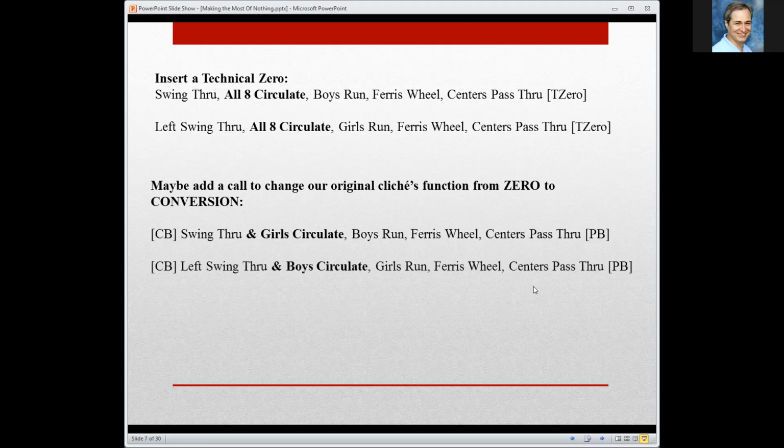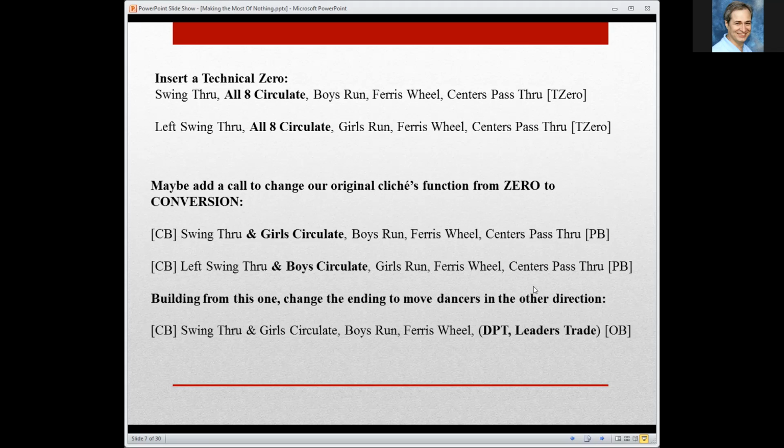And you can do it from the left side as well. Left swing through, and the boys circulate, girls run, Ferris wheel, centers pass through. Building from this one, we can change the ending to just move dancers in the other direction. So how about swing through and girls circulate, boys run, Ferris wheel, double pass through, and the leaders trade.